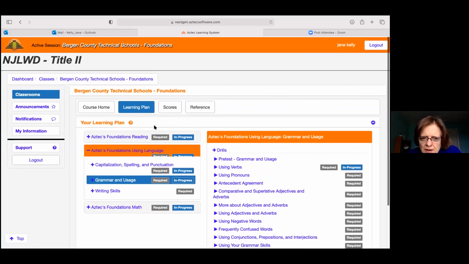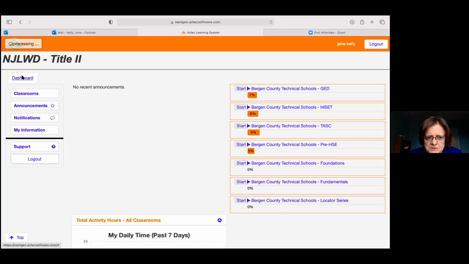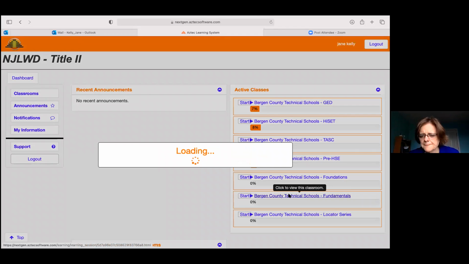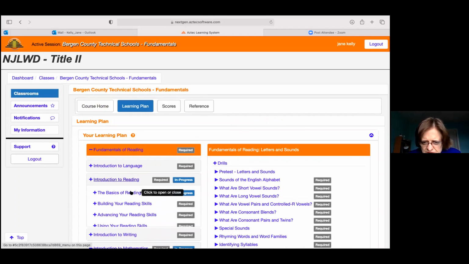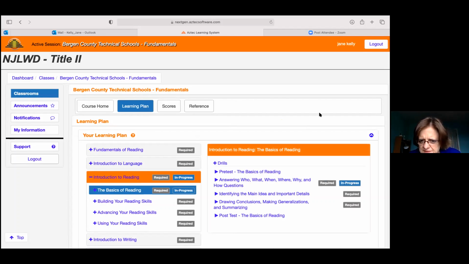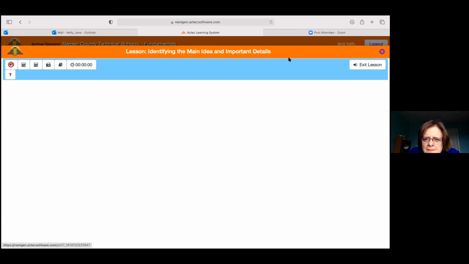I'm going to go up one level and show you. I'm going to go back to my dashboard. Your students will probably not be doing this, because they're not going to lots and lots of different classes. Let's go up one. Go to the learning plan, and let's go to introduction to reading, and go to the basics of reading. I don't want to do a pretest. I just have to go to main idea. And maybe we'll let him talk.